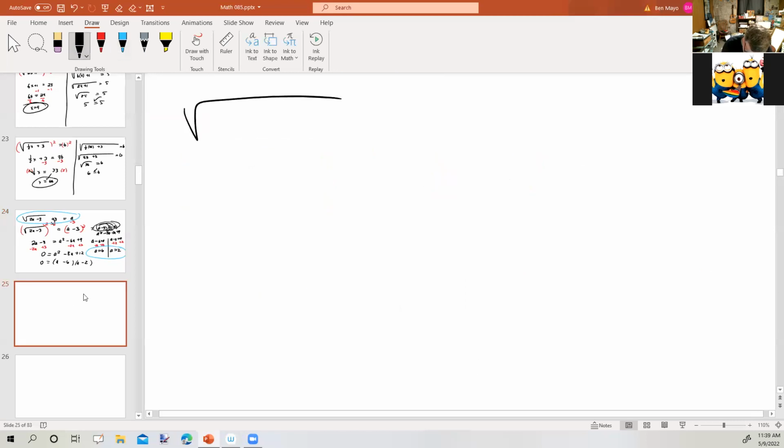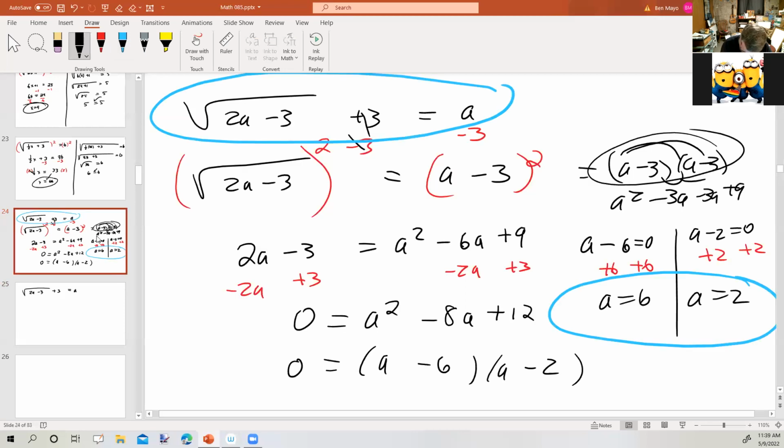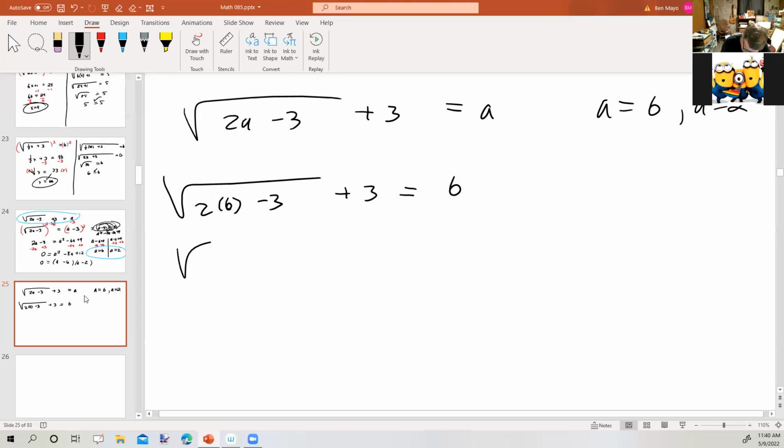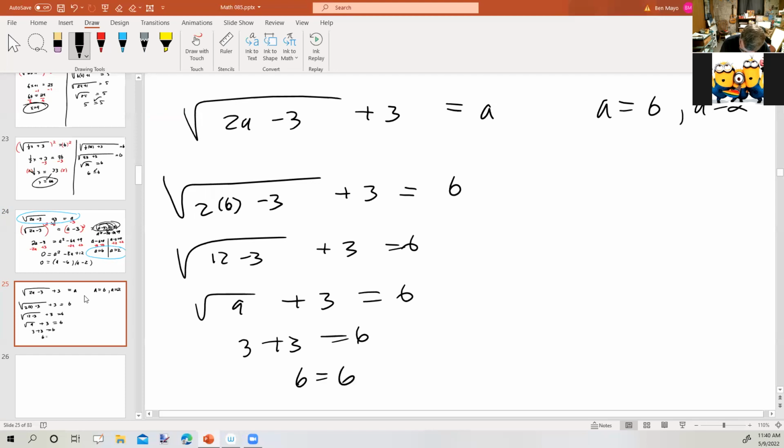So we've got the square root of 2a minus 3 plus 3 equals a, and a is 6, a is 2. Let's take the 6 and check our work with that. So we'd have the square root of 2 times 6 minus 3 plus 3 equals 6. The square root of 12 minus 3 plus 3 equals 6. The square root of 9 plus 3 equals 6. 3 plus 3 equals 6. 6 equals 6. So the first one checks.